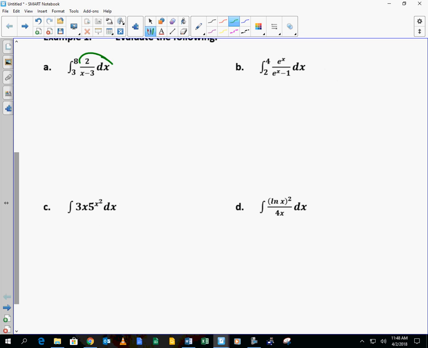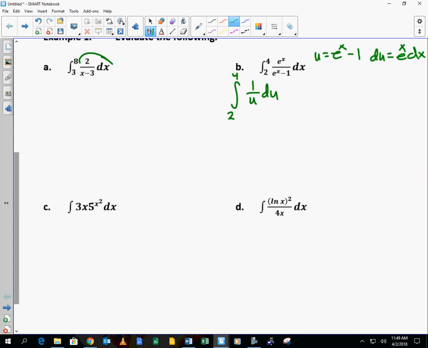Okay, let's do B. What do you want u to be? e to the x minus 1, so therefore du is, do you have an e to the x dx? I sure do. So therefore, we come up with the integral 2 to 4 of 1 over u du.